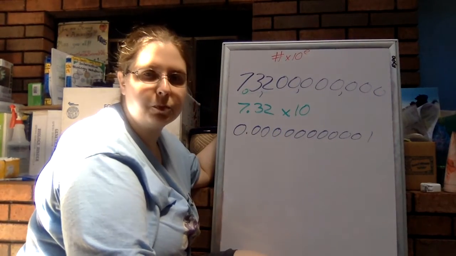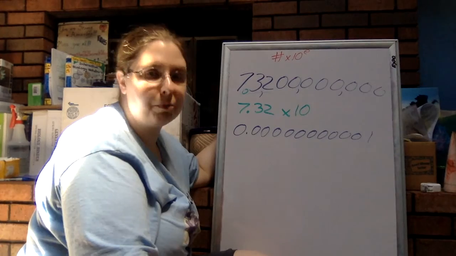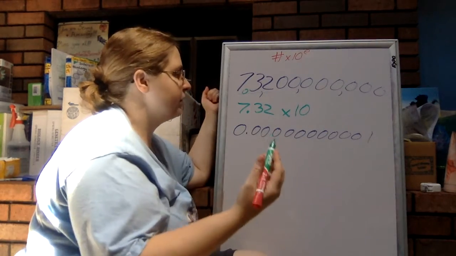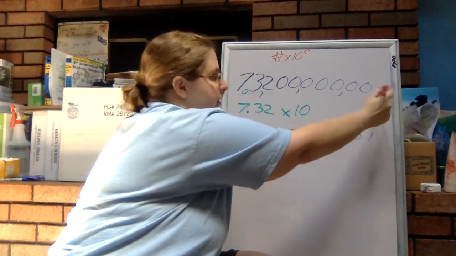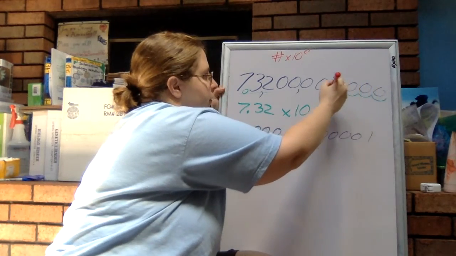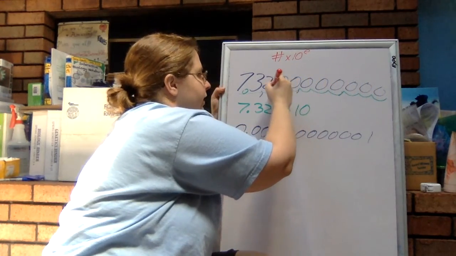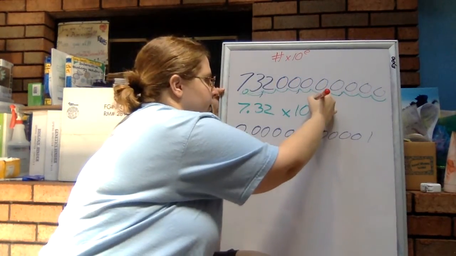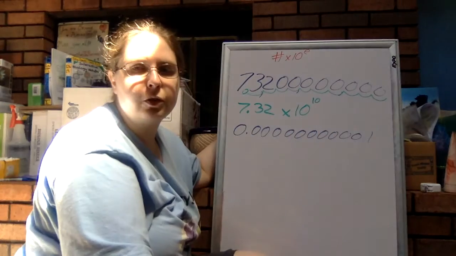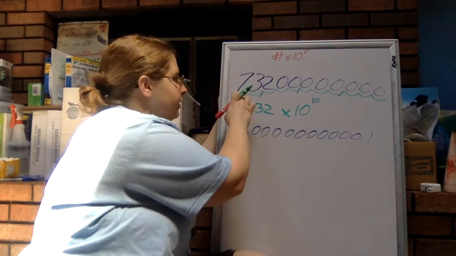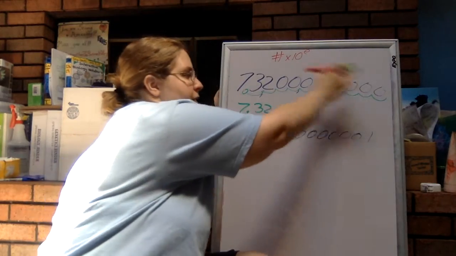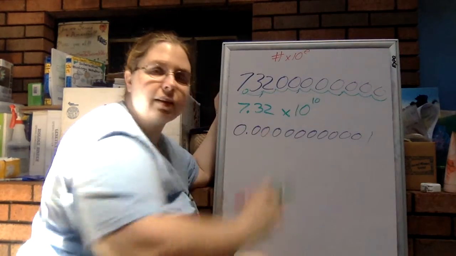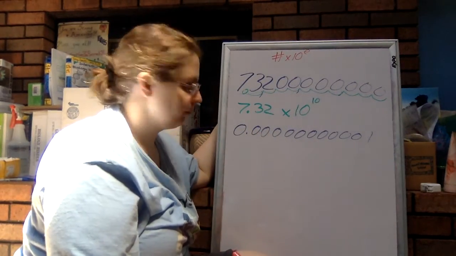And now the exponent is how many places did I move my decimal point? Well, I don't see my decimal point. That means it's at the end. 1, 2, 3, 4, 5, 6, 7, 8, 9, 10. Times 10 to the 10th. And it's a number that's bigger than 1, so I'm going to leave it as a positive exponent.